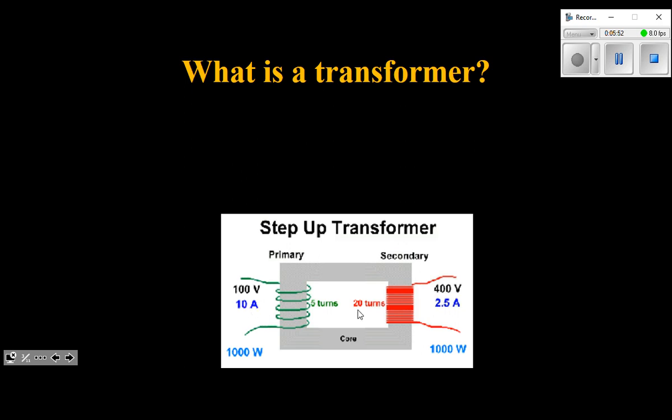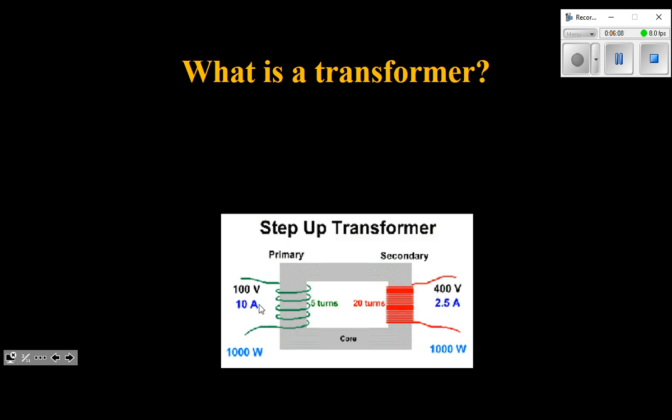Current went from 10 amps to 2.5. So in other words, we divided it by 4. So in each case, 5 to 20 multiplied by 4. Voltage to voltage multiplied by 4. Current to current divide by 4.